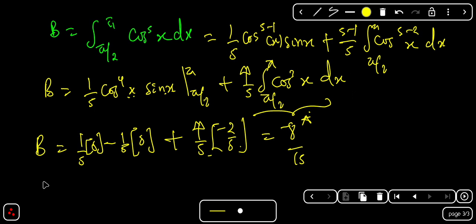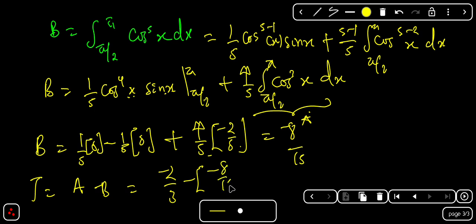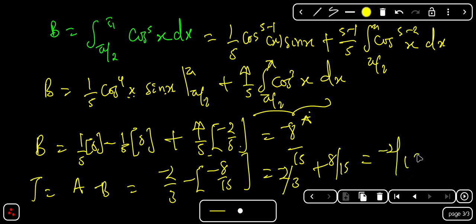And remember that the integral is I equals A minus B. So A, which is minus 2 over 3, then minus B, which is minus 8 over 15. So minus times minus will give us plus. So this will be equal to minus 2 over 3, then plus 8 over 15. Okay, so this will give us minus 2 over 15, and that will be the answer to that integral.